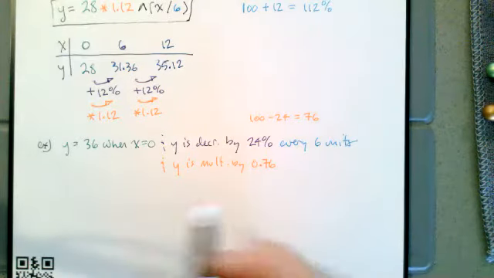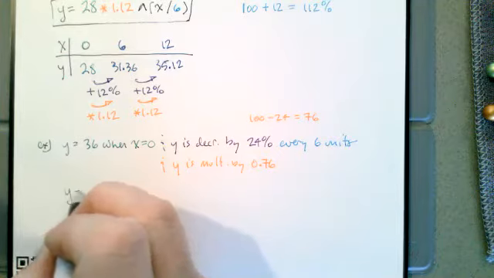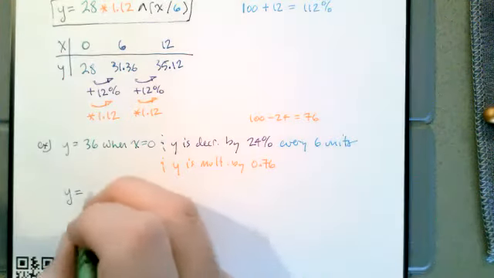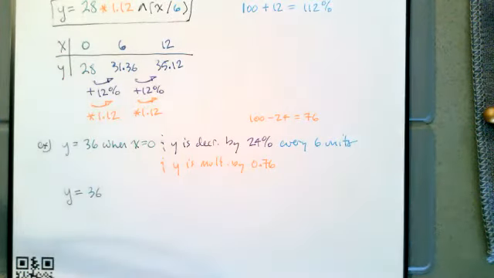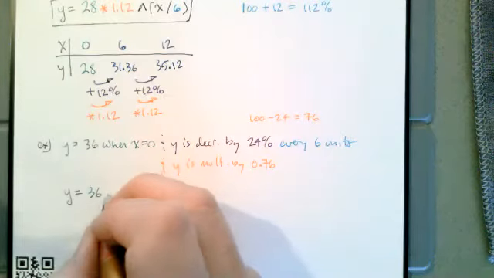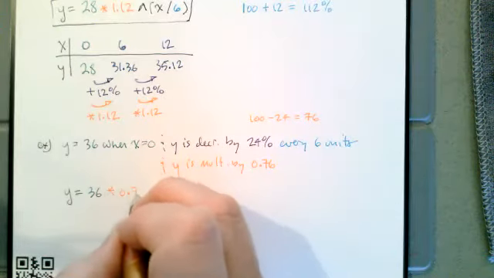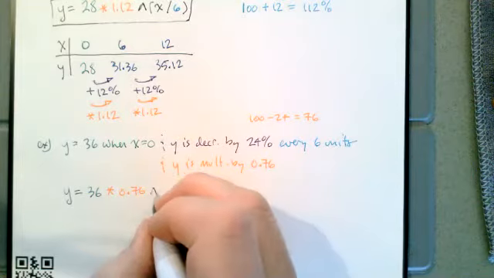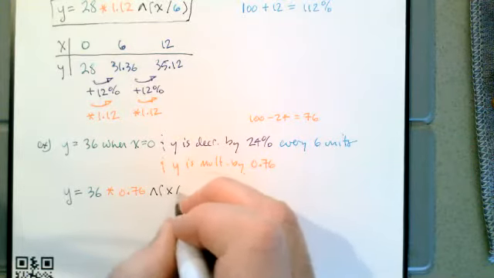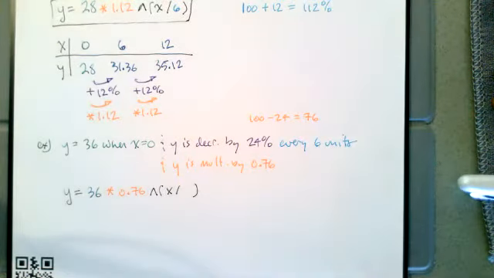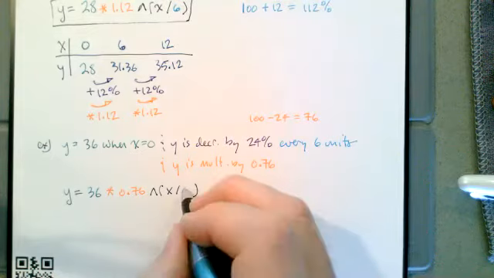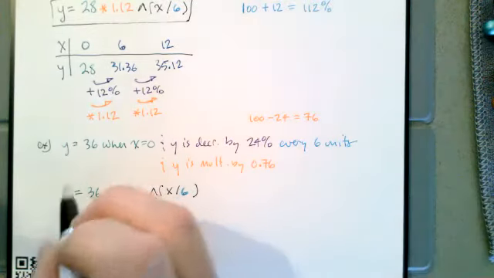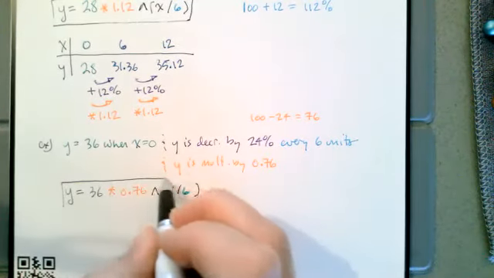But now that we have the multiplier, we can write an equation. Y is equal to 36, and then we're multiplying by 0.76. And since we're doing a bunch of multiplication, we'll use an exponent. And since the step size is 6, we'll raise to the x over 6. And now we have an exponential equation for what's going on in this sentence.